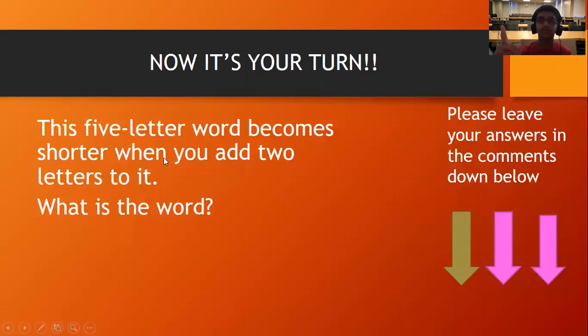Now it's your turn. This 5-letter word becomes shorter when you add 2 letters to it. What is the word? Please leave your answers in the comments down below. The answers will be shared in the next video.